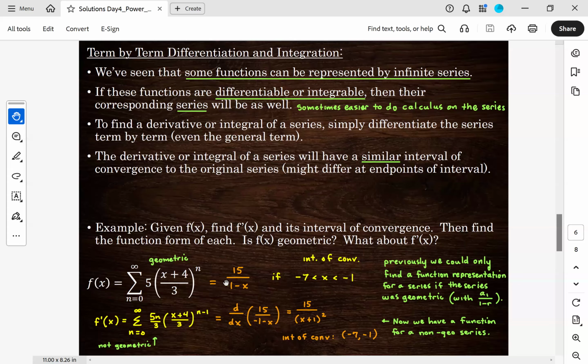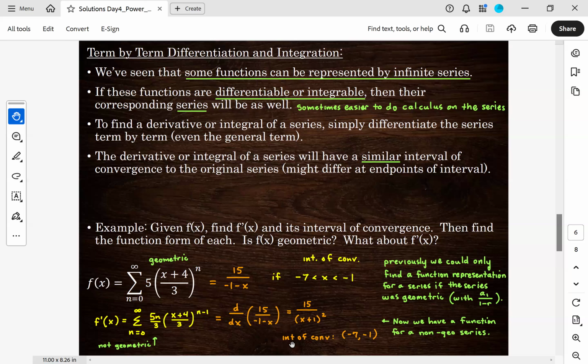Well, if I knew that the original series was 15 over negative 1 minus x, I can set this new series equal to the derivative of 15 over negative 1 minus x. It's a pretty easy one to do. Try it on your own if you like, but here's the result, 15 over (x plus 1) squared.